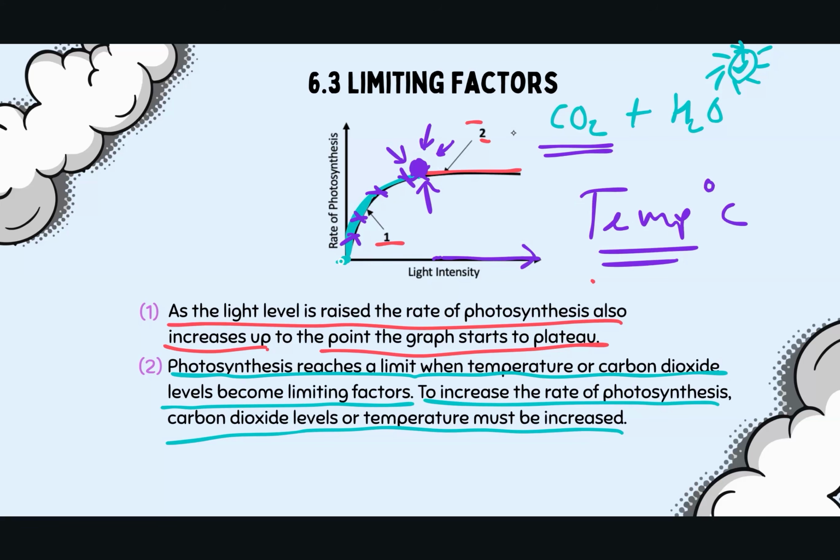Now, initially, because it was nighttime, light intensity was the limiting factor until we reached that point where I put all the arrows. When we reached that point, light stopped being a limiting factor, and instead, carbon dioxide became a limiting factor. Temperature might have become the limiting factor.